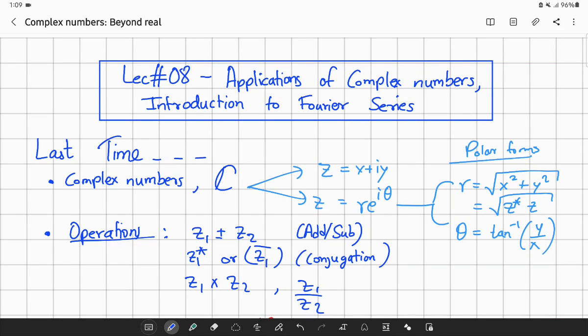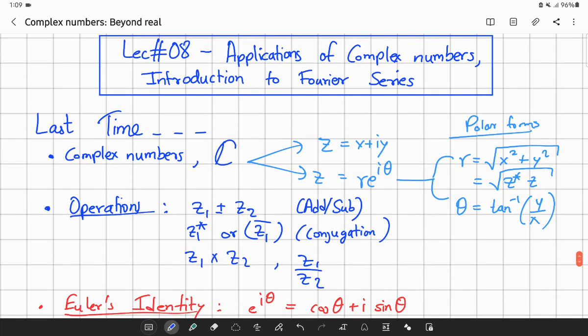Welcome back. This is the 8th lecture of mathematical physics, and today we're going to finish the chapter on complex numbers. Let's do a quick recap. Last time I introduced you to complex numbers, and I showed you how you can represent a complex number in different ways: the regular x plus iy, which is the rectangular form, and r e raised to i theta, which is the polar form.